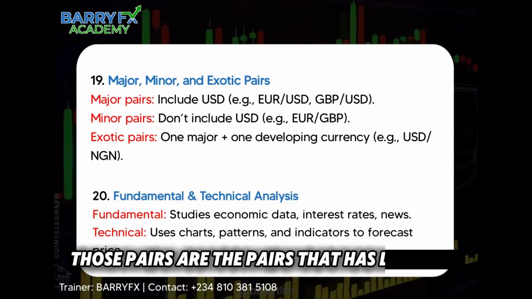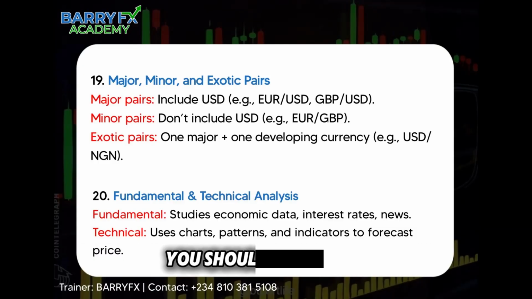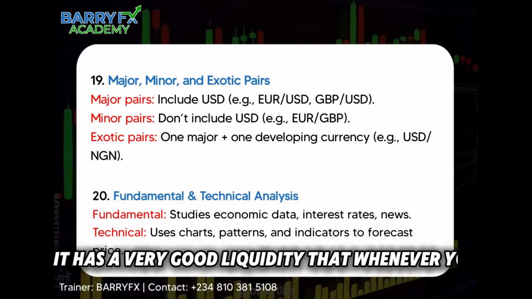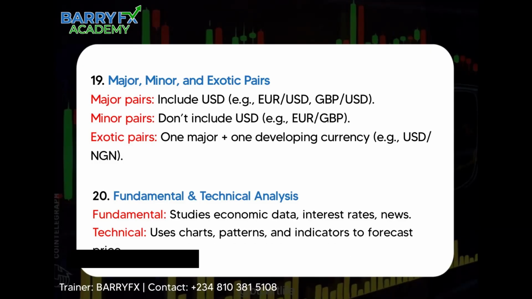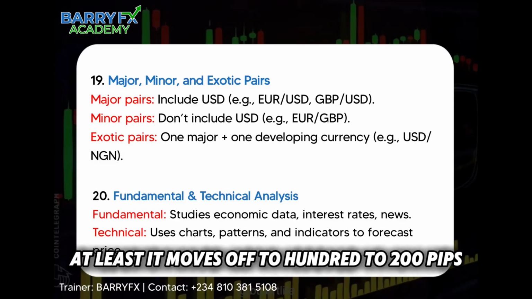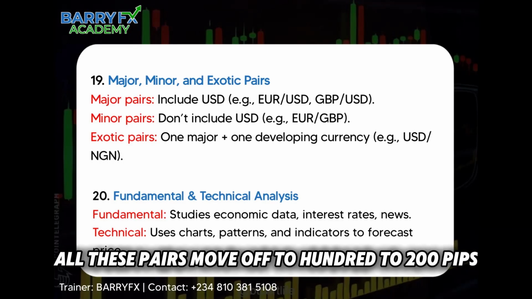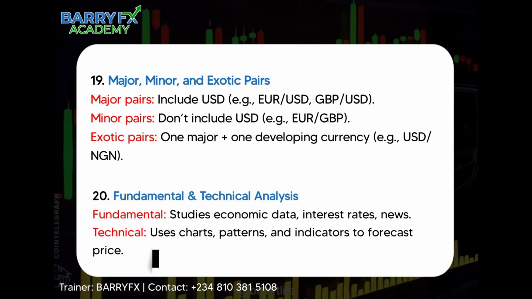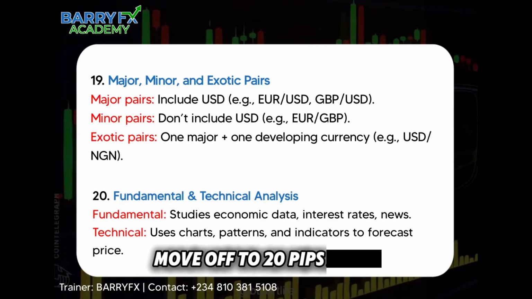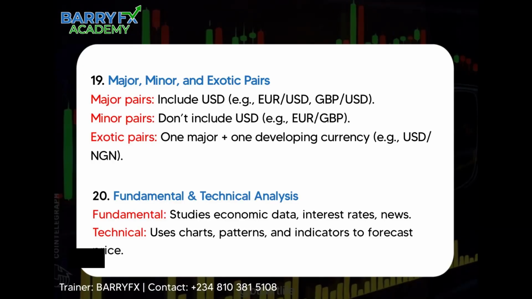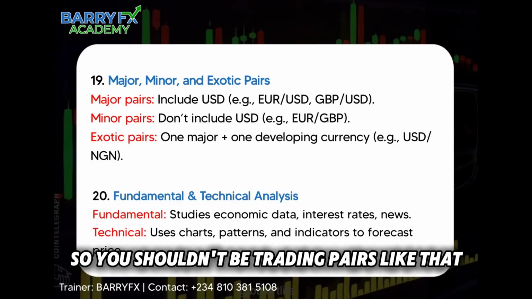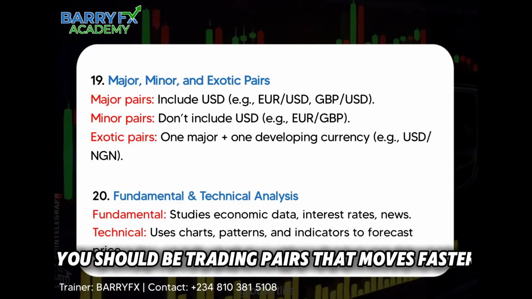Those pairs have liquidity. You should be trading them. They have such good liquidity that whenever you go to the market, they move at least 100 to 200 pips daily. But there are some pairs that don't even move 50 pips daily, just like the exotic pairs. Some exotic pairs don't even move 20 pips a day. So you shouldn't be trading pairs like that. You should be trading pairs that move faster.